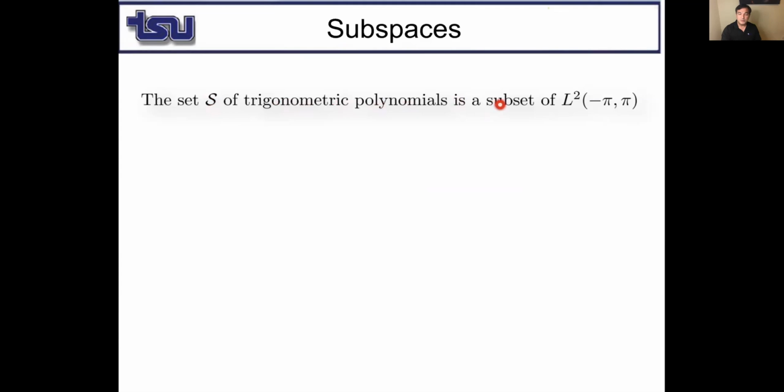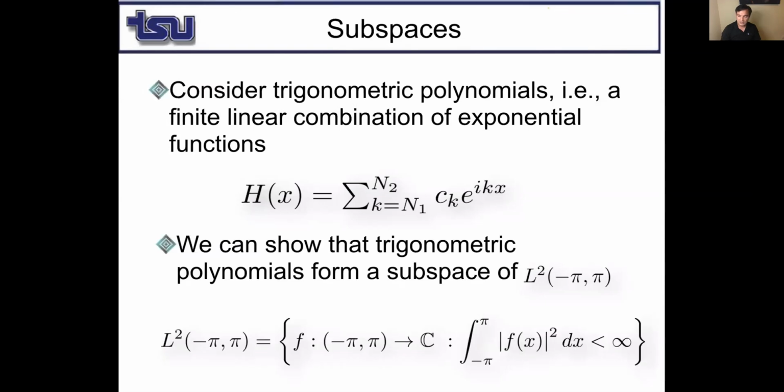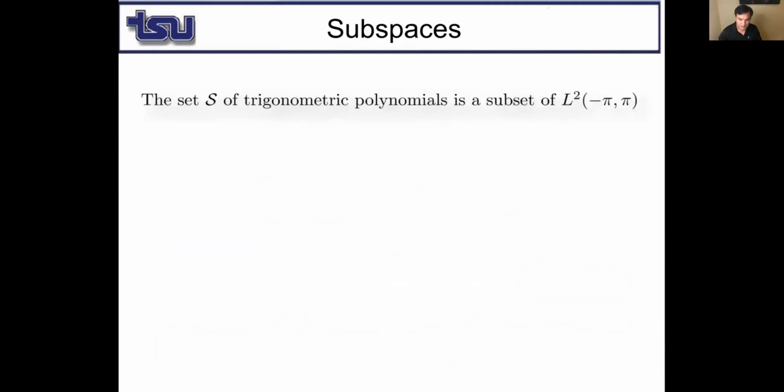The set S of trigonometric polynomials is a subset of L2. It's clear that it's a subset of L2. Polynomials are continuous functions, and if you take an integral of any continuous function from negative pi to pi, it's going to be a finite number. Or if you take the energy of that polynomial, that's going to be finite, clearly. You can just check this: if you take the integral from negative pi to pi of the trigonometric polynomial and do a little simple manipulation, you can see that it is a finite number.